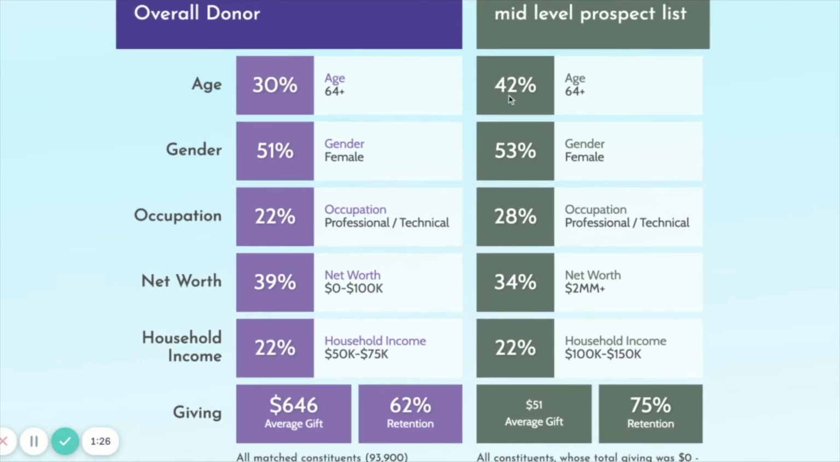Just in this example, I could see that our average gift over our whole file is $646, but the average gift of my mid-level prospects is actually $51. This tells me that there's a significant number of major donors within our file that really skews up that average gift. That's going to be something to focus on because you want to make sure to preserve those donors, since they'll clearly make up a significant amount of revenue.